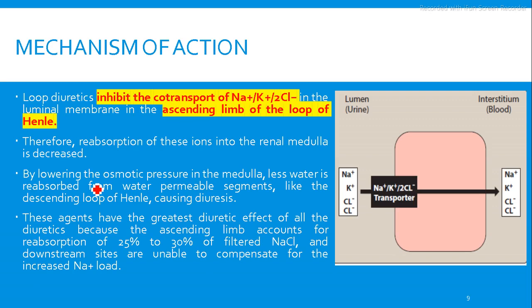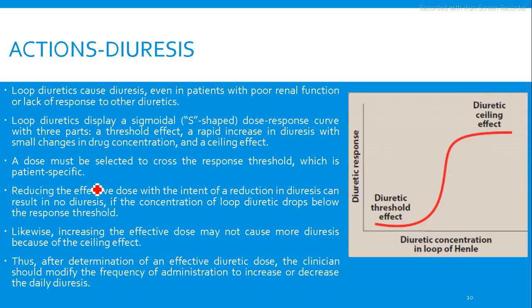These agents have the greatest diuretic effect of all the diuretics because the ascending limb accounts for reabsorption of 25 to 30% of filtered sodium chloride, and downstream sites are unable to compensate for the increased sodium load. So that's why these diuretics are the most efficient of all the diuretics we have studied till now. Okay, so the actions of these loop diuretics, the first one is diuresis.